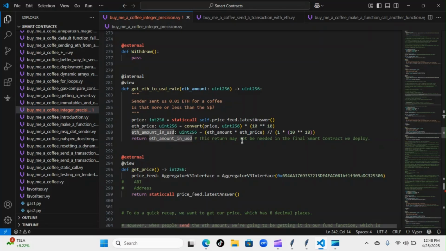Now, this return may not be needed in the final smart contract we deploy, but we're going to use it now. So tomorrow, we're actually going to go back inside our Remix IDE so I can show you what it looks like when we run this, and we can actually see those numbers in real time. But of course, I will keep you posted every step of the way.